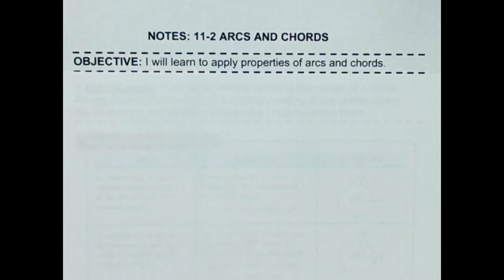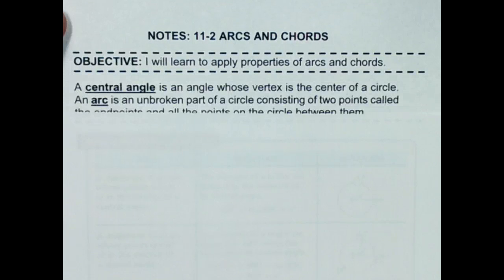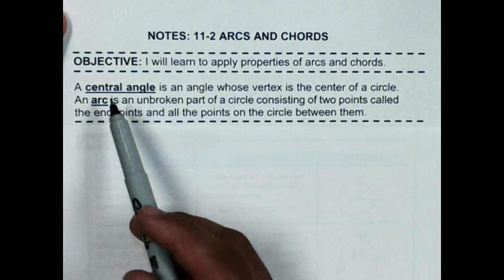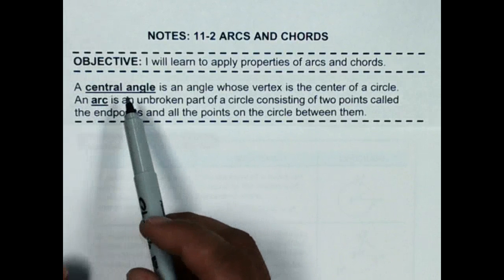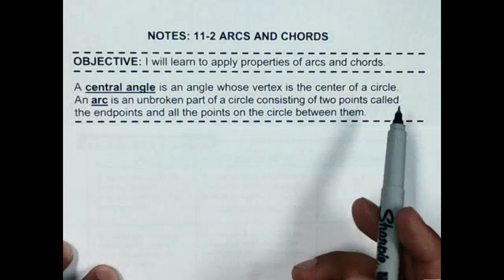Alright, 11-2 arcs and chords. We're going to learn to apply properties of arcs and chords. There is this thing called a central angle. I believe we've talked about it before. It's an angle whose vertex is the center of a circle.